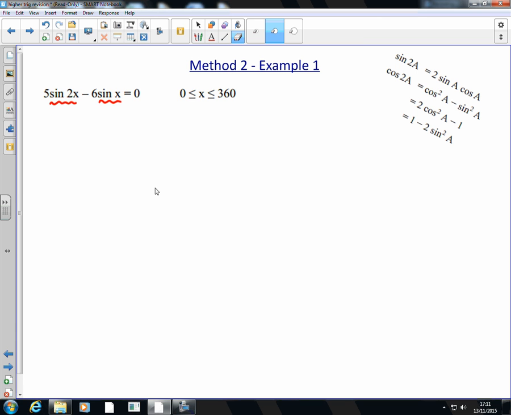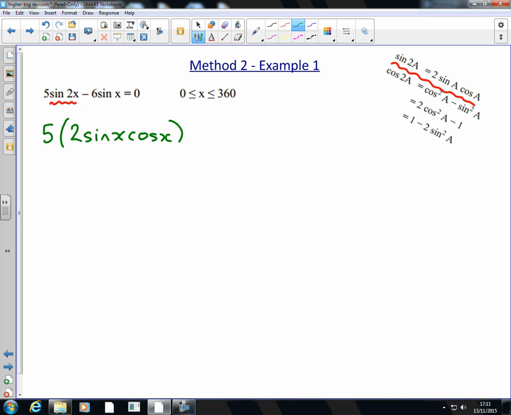So what we need to do here, all the time it's pretty similar. The actual solving's not too tricky, but you need to get rid of that sine 2x, and we're going to do that from over here. So we know that sine 2x is equal to 2 sine x cos x. So when you sub that in, the 5's still going to be there, but now this is 2 sine x cos x. And we're still taking away 6 sine x, and that's equal to 0.